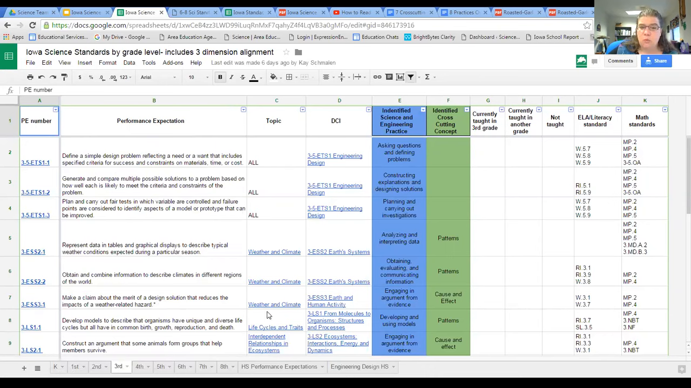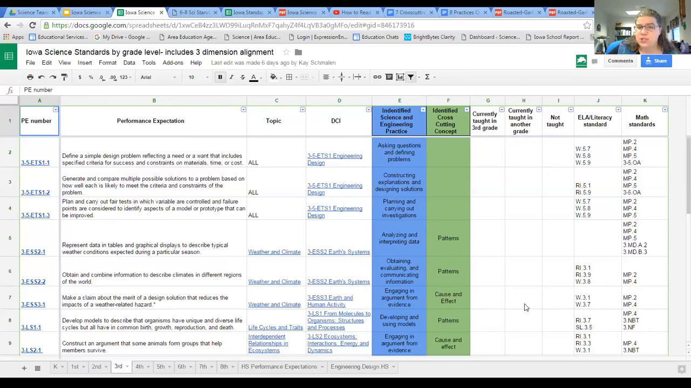It was put in the weather and climate topic arrangement. So again, if I'm thinking of units or themes, this would fall in the weather and climate unit. And then the disciplinary core idea is the Earth and human activity. The identified practice is engaging in an argument from evidence. That is the one that is identified in this. Doesn't mean there won't be others. And the identified cross-cutting concept is cause and effect.